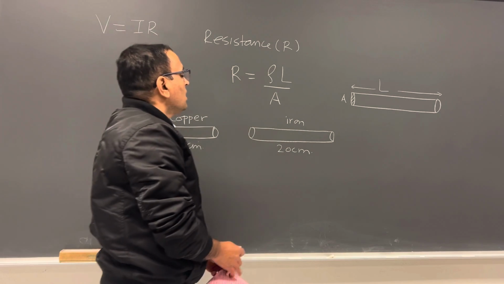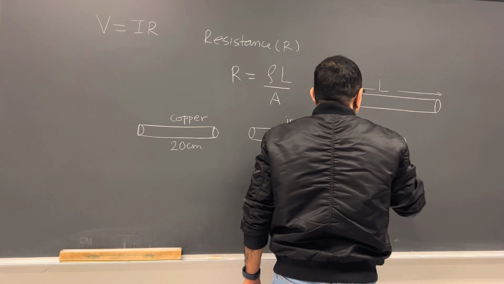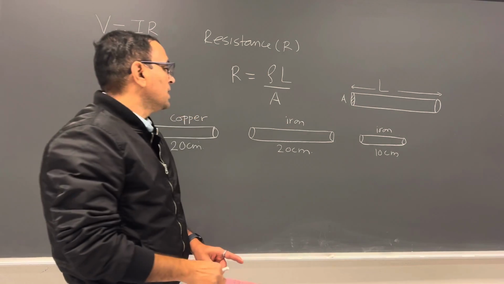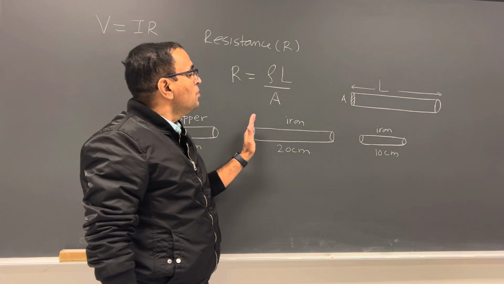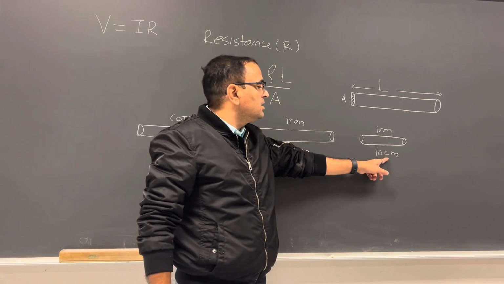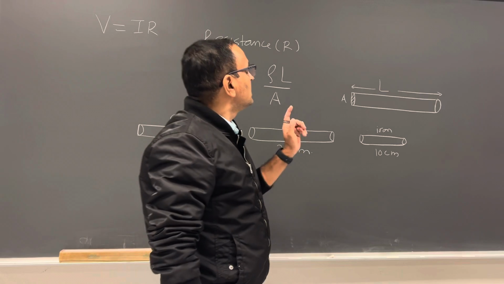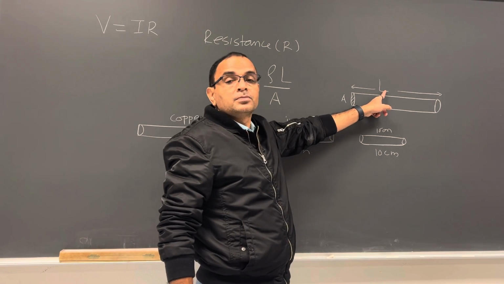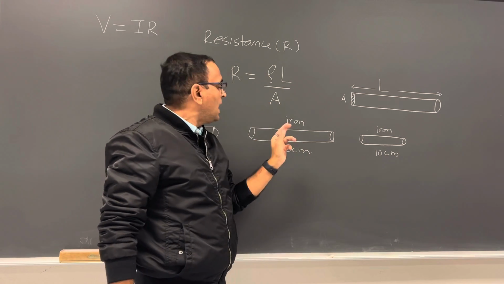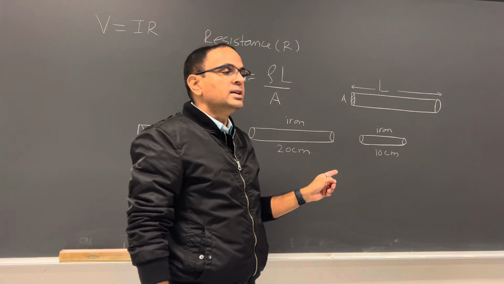But if you take another, let's say 10 centimeter long iron conductor, an iron wire or iron rod, and measure the resistance of the 20 centimeter long iron rod and the 10 centimeter long iron rod, you get different resistance, because resistance depends on length. Resistance depends on area of cross section. But if you measure the resistivity, iron and iron are the same material, so the resistivity is the same.